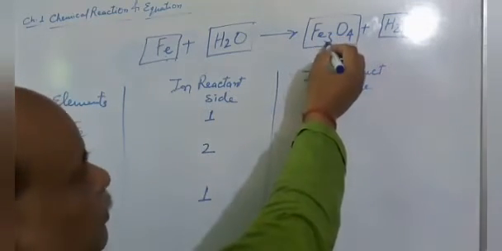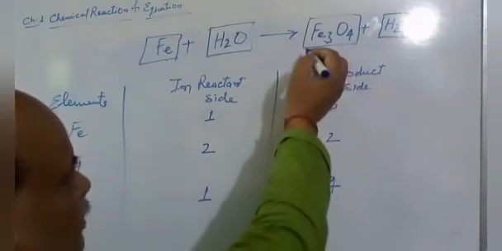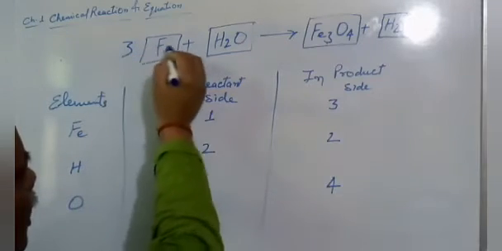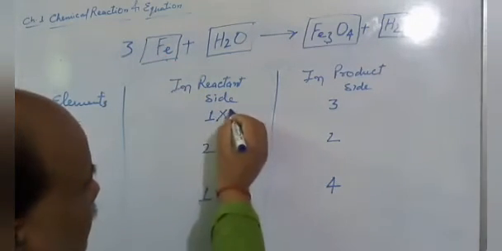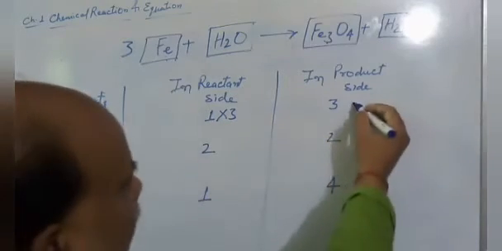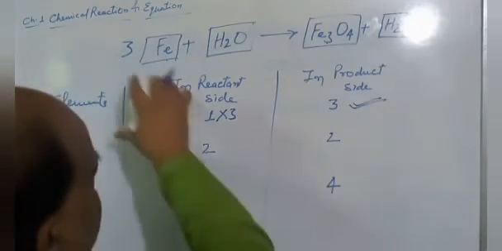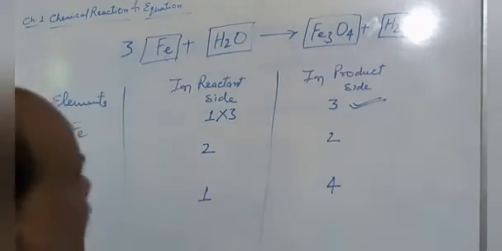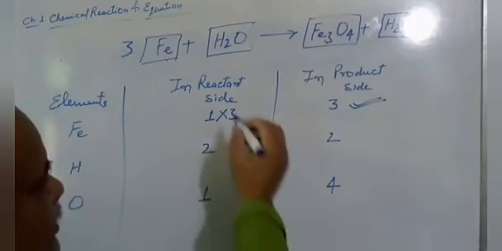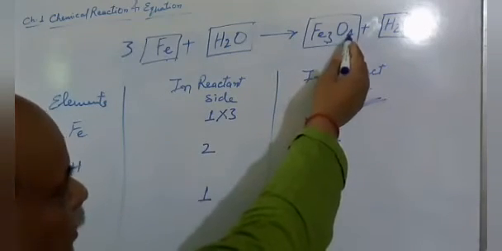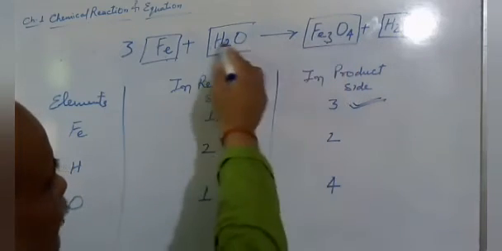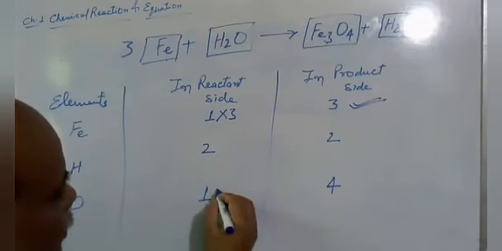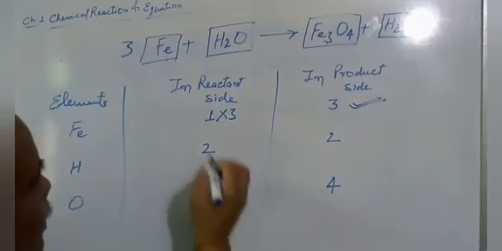Fe3, three atoms of iron in product hand side. So we will multiply three coefficient before iron, 3 multiplied with 3. So iron will become balanced. 3 atoms of iron in reactant side, 3 atoms of iron in product hand side. Now hydrogen are balanced. Oxygen, 4 atoms of oxygen in the product hand side and only 1 atom of oxygen present in reactant side. So we will multiply with 4.